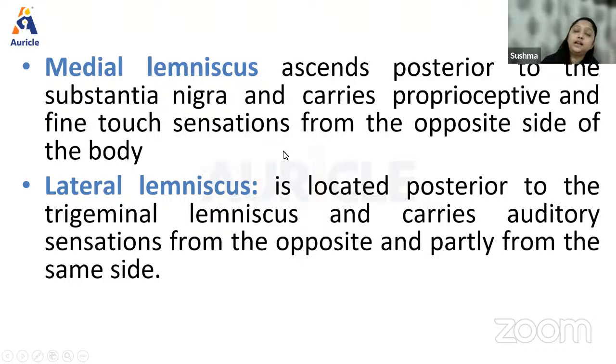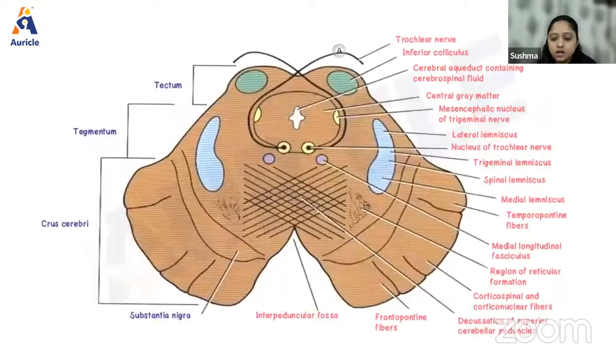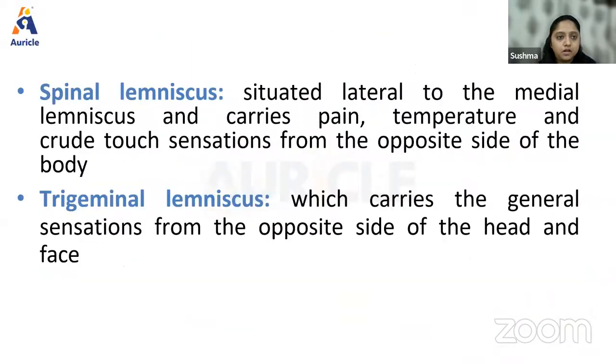We can do a detailed session on the ascending and descending tracts, but just know that the medial lemniscus carries fine touch and proprioception. Okay. The lateral lemniscus is located posterior to the trigeminal lemniscus, and it carries the auditory sensations. Okay. Then I have the spinal lemniscus. Spinal lemniscus is situated lateral to the medial lemniscus, and it carries pain, temperature, and crude touch sensations.